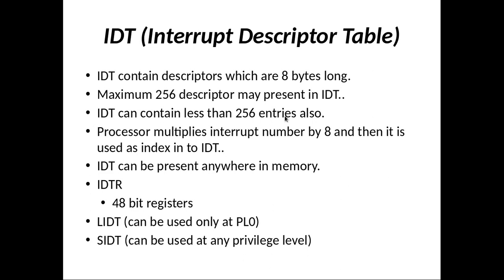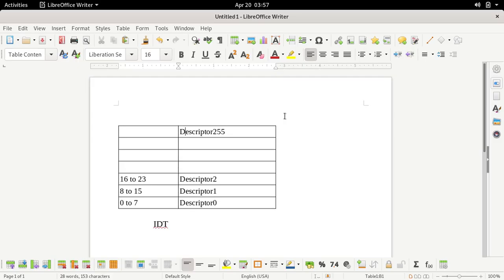Then in IDT you can keep less than 256 descriptors also. As I told you, in IDT you can keep more than 256 descriptors, as well as less than 256 descriptors. What will happen if we keep more than 256 descriptors, we have discussed. But if we keep less than 256 descriptors in IDT, what will happen? Will it create any problem? Yes, definitely it is going to create a problem.